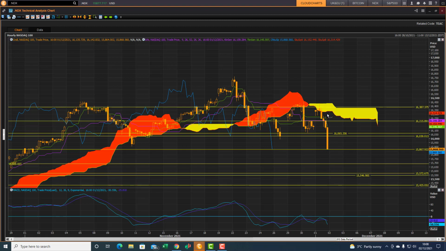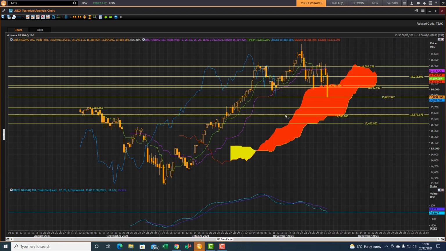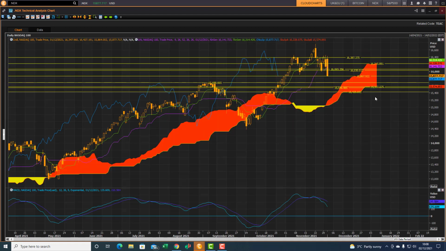If we get too far away from the bottom end of the cloud, then we get mean reversion basically. So we could see a rebound back up to the bottom end of the cloud. But on the 4-hour chart, there's downside risk to these levels here, and this 15688, and on the daily chart there's downside risk to the front end, the top end of the cloud here. 15688 is the first level of stop, and then 15572.